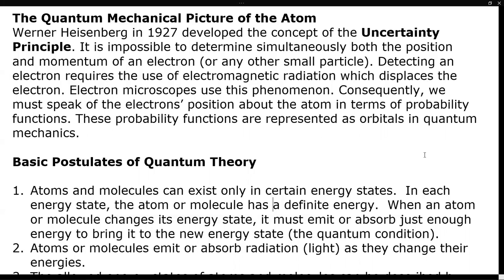Consequently, we can't speak about the electron's exact position or momentum, or its velocity for that matter, but we talk about where it is in terms of a probability function. These probability functions are called orbitals in quantum mechanics, and they describe a three-dimensional region of space in which the electron has a 90 to 95% probability of being found.